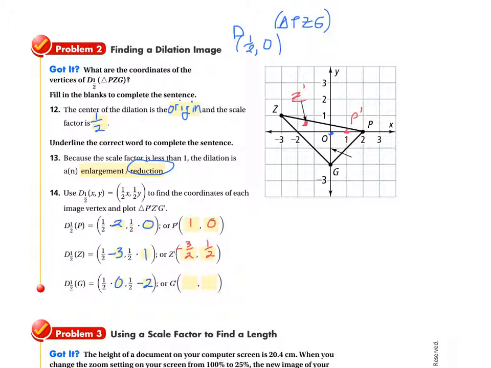And then for G prime, half of 0 is 0, and half of -2 is -1. So you're not going to go right or left, you're just going to go down 1. And so this becomes G prime. And if you connect with a straight edge, this did become a reduction.